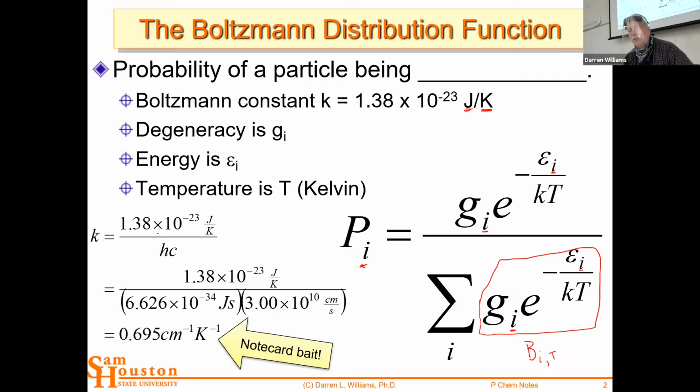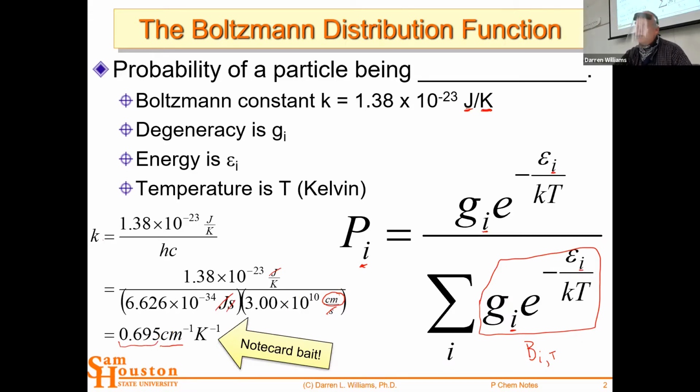If you take the Boltzmann constant and divide by Planck's constant and the speed of light, you end up converting that joule into wave numbers, because you see the joules cancels with the joule in Planck's constant. The second in Planck's constant cancels with the second in the speed of light. And if you write the speed of light in centimeters per second, then you end up with wave numbers per Kelvin. So that's what we have here. And look how nice and neat that number is, 0.695 wave numbers per Kelvin.